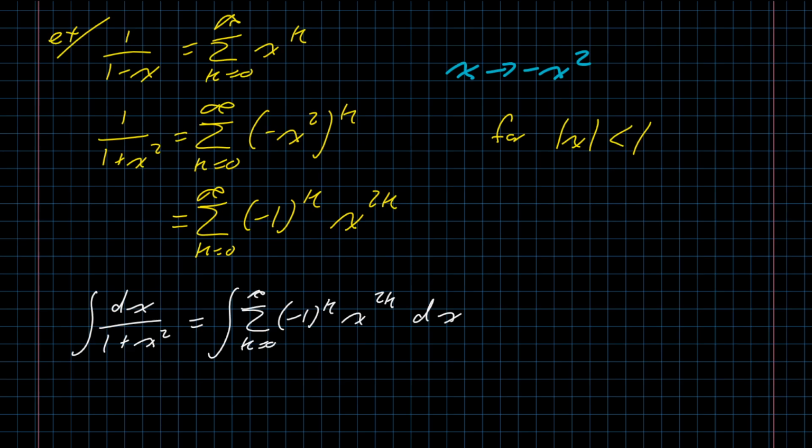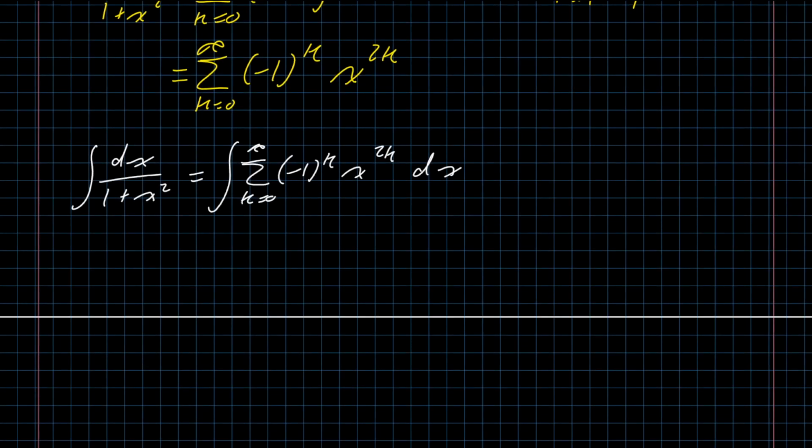And that is true even under my transformation, right? When minus x squared in absolute value is less than 1, then x itself in absolute value is also less than 1. So I haven't changed anything yet, but that might not hold true in the next couple of steps.